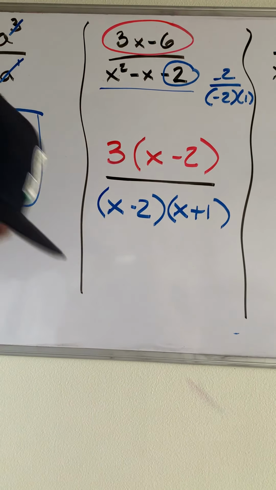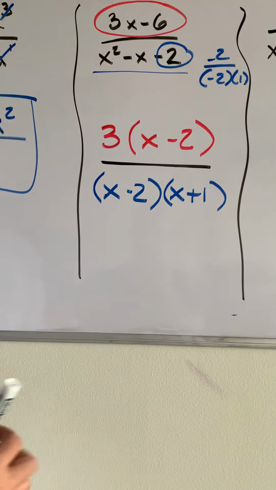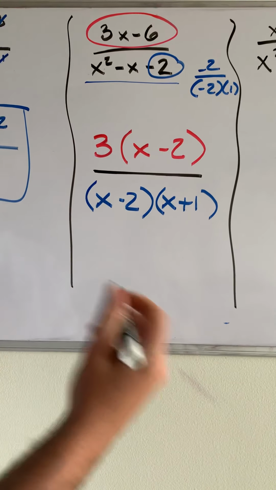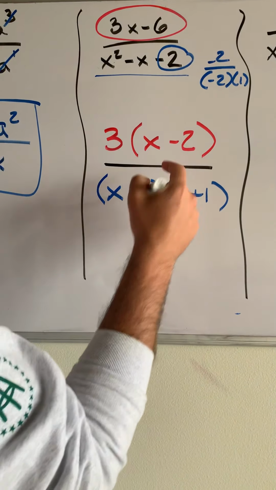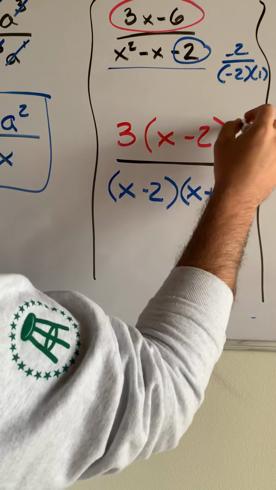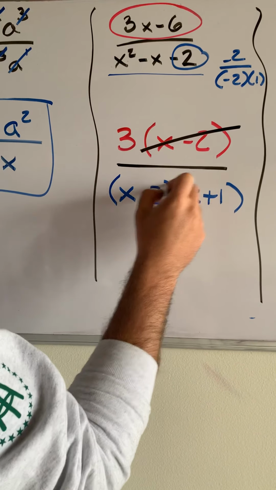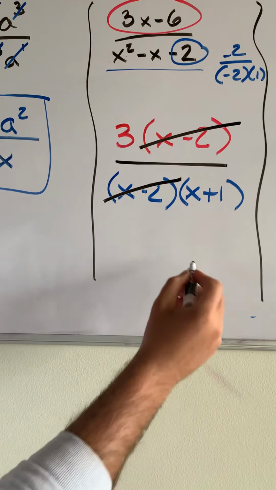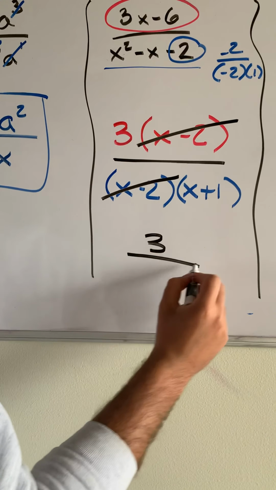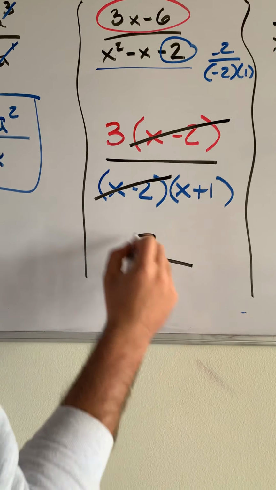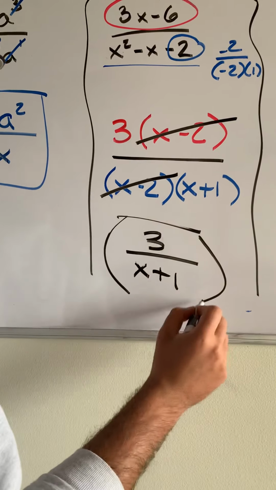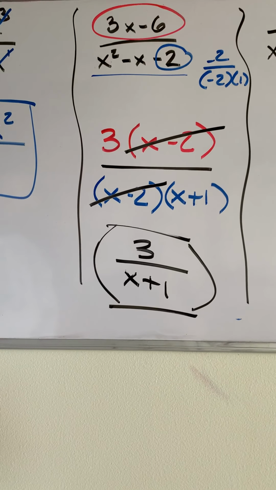Now the last step, now that I have this all factored, is I have to see what cancels. So I see that this has an x minus 2 here, and this has an x minus 2 here, so those cancel out, and my final answer would be 3 over x plus 1. That is called rationalizing.